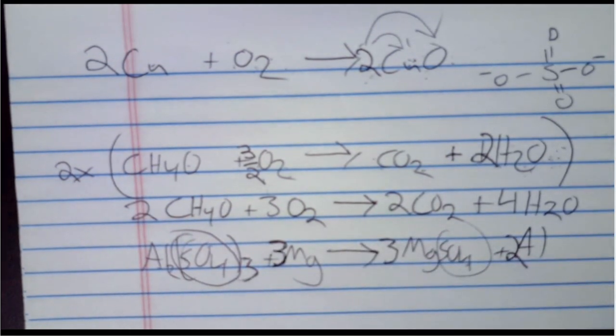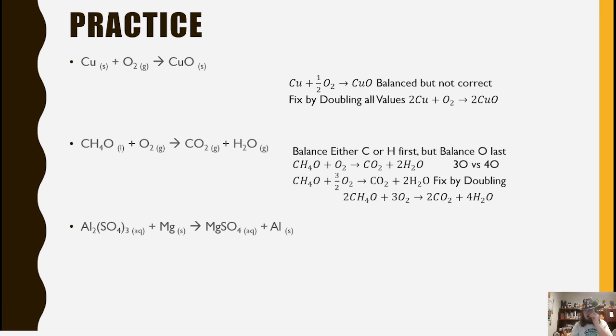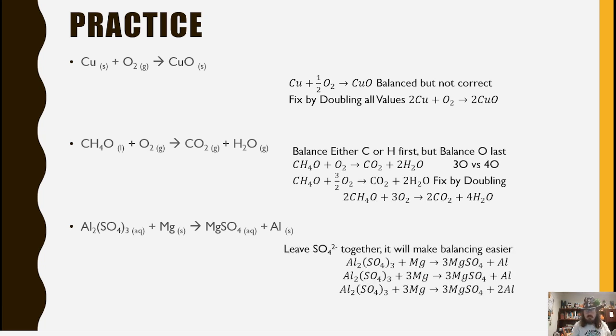Treat that as one unit, and it'll make your life a lot easier when it comes to balancing that. As I said, you can absolutely break it apart, but it's easier this way.